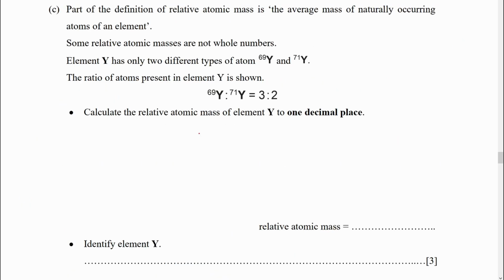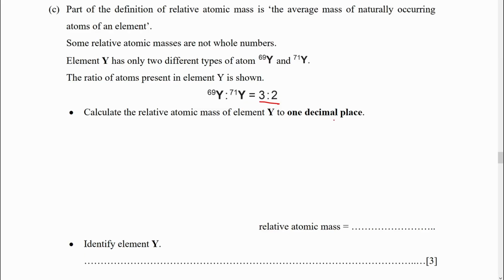Next, part C. Part of the definition of relative atomic mass is the average mass of naturally occurring atoms of an element. Some relative atomic masses are not whole numbers. Element Y has only 2 different types of atoms, 69Y and 71Y. The ratio of atoms present in element Y is shown. So it's 3:2, right? Next, calculate the relative atomic mass of element Y to 1 decimal place.